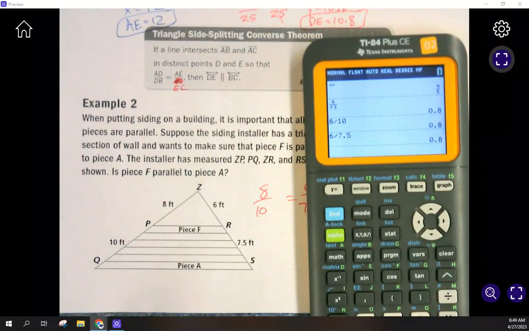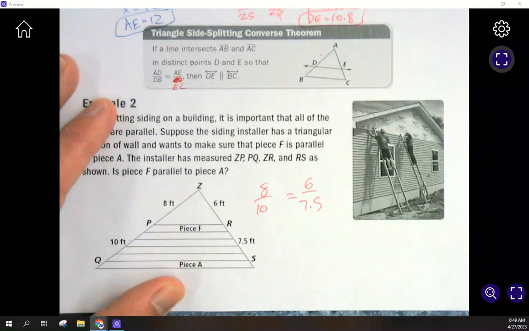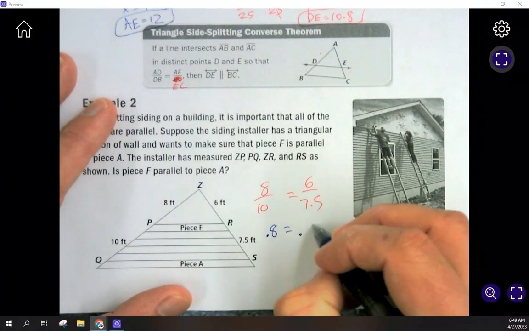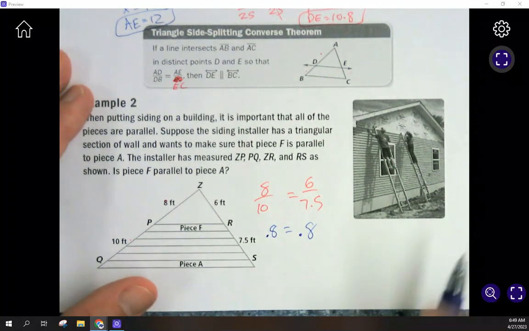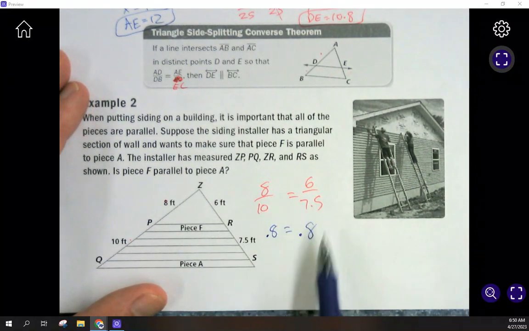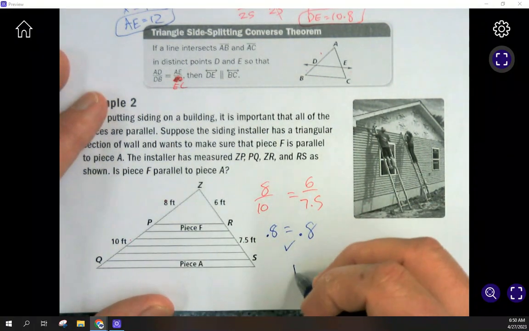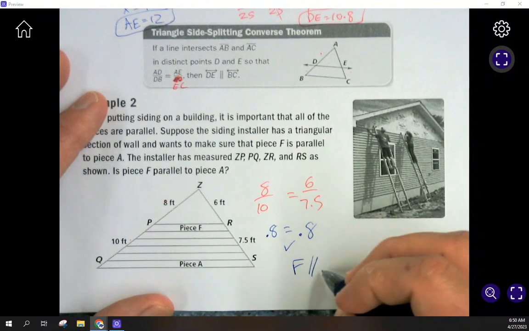All right, so if I'm dividing these and I'm getting the same decimal, that's enough information to prove that these are equal to each other. So I could just say, hey, this is 0.8, and then this is 0.8. I don't need to leave this as a ratio. I just need to know that these ratios are equal. So the decimals say that they're equal. So because of that, I now know that piece F is parallel to piece A.